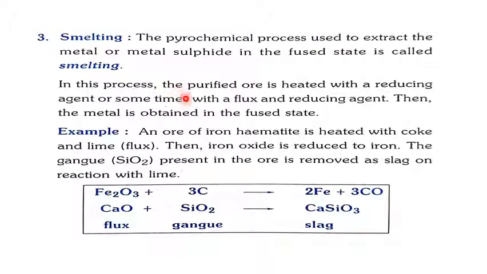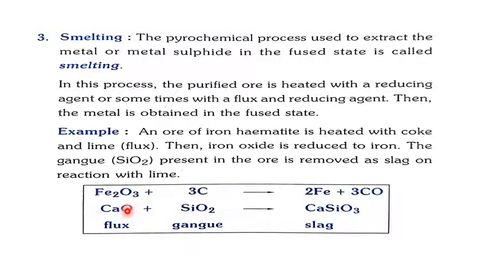In this process, purified ore is heated with a reducing agent, that means Fe2O3 is the purified ore and the reducing agent is carbon. Sometimes we take purified ore along with a reducing agent and flux. Then the metal is obtained in the fused state, that means liquid state. This is the example: Fe2O3, its common name is hematite. It contains acidic gangue, that is SiO2. So in this process, we take a reducing agent and flux.